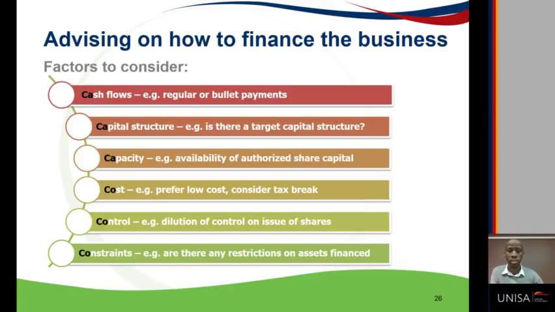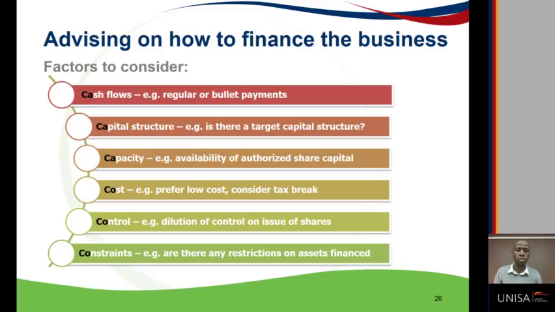I want to look at the capital structure as well. If the company has got a target capital structure, then I must make sure that I work towards that target capital structure. They've just told me that I've got 5 minutes left, so I'm really trying to keep up to speed. And then you look at the capacity, to say, do we actually have availability of the resources? Do we have authorized share capital, shares that we can issue? Are banks willing to give us the funds?